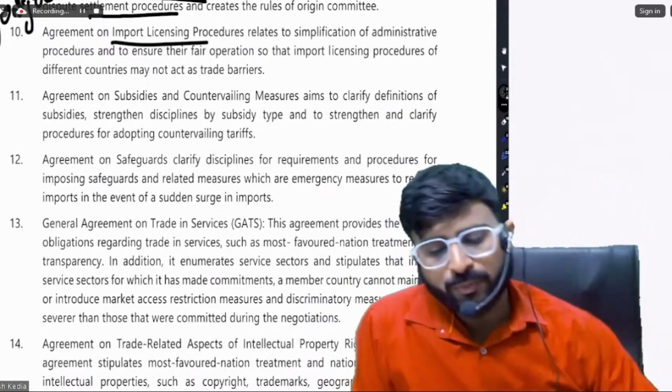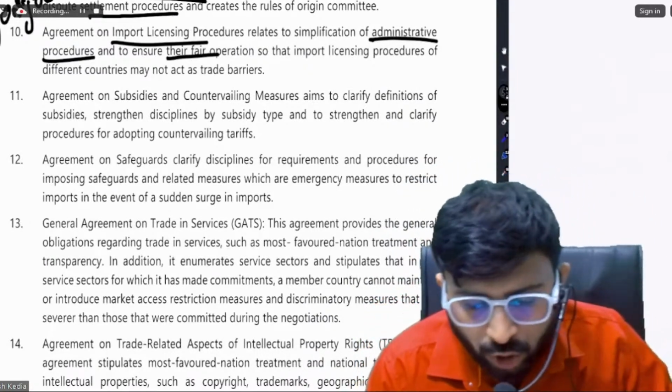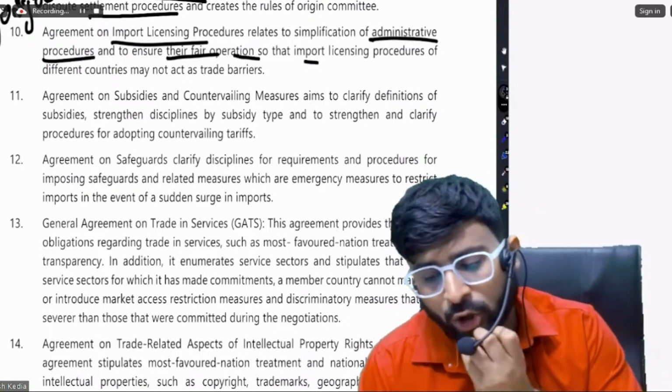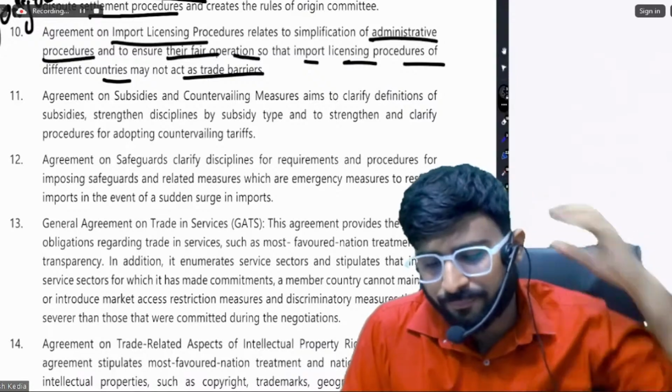Agreement on import licensing procedures relates to simplification of administrative procedures and to ensure their fair operation so that import licensing of different countries may not act as trade barriers.